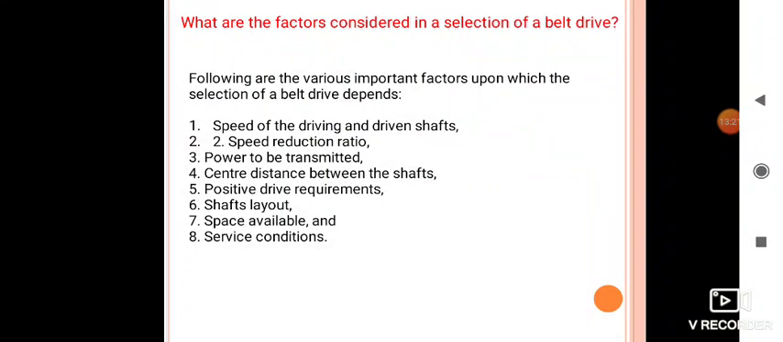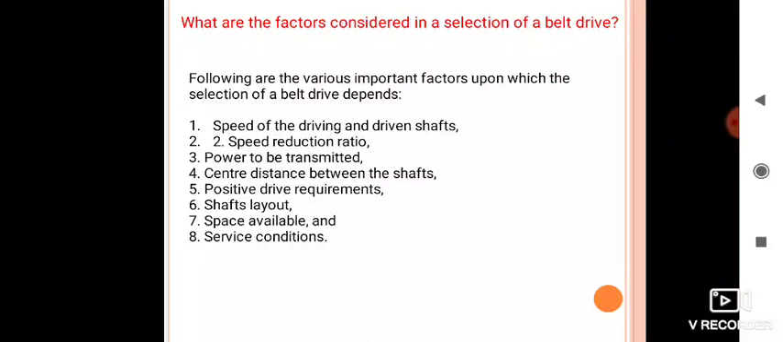What are the factors considered in the selection of the belt drive? While selecting the belt drive, what factors should we consider? Here are some factors. Speed of the driving and driven shafts. First we should consider the driver and driven pulleys' speed. Then second, the speed reduction ratio should be understood first. Then we can select the belt.